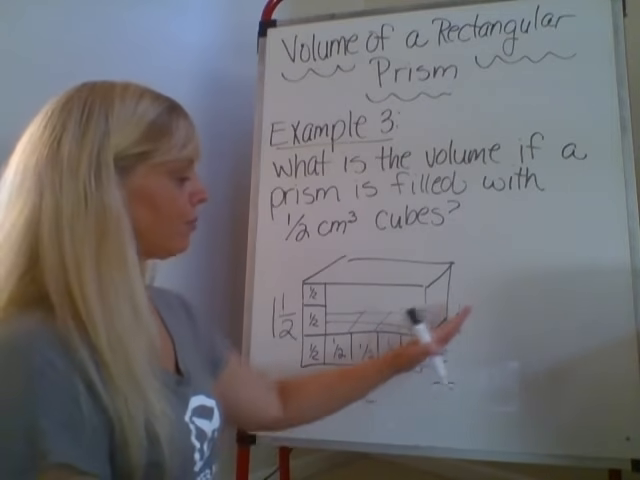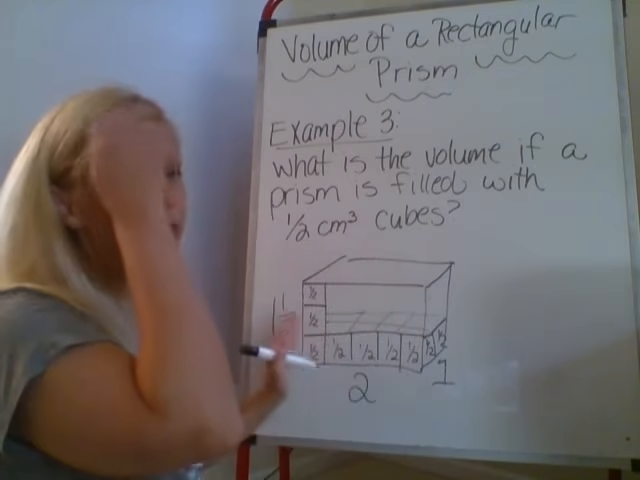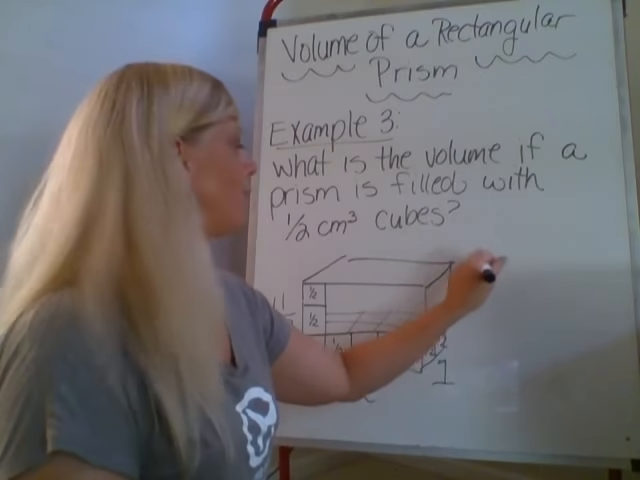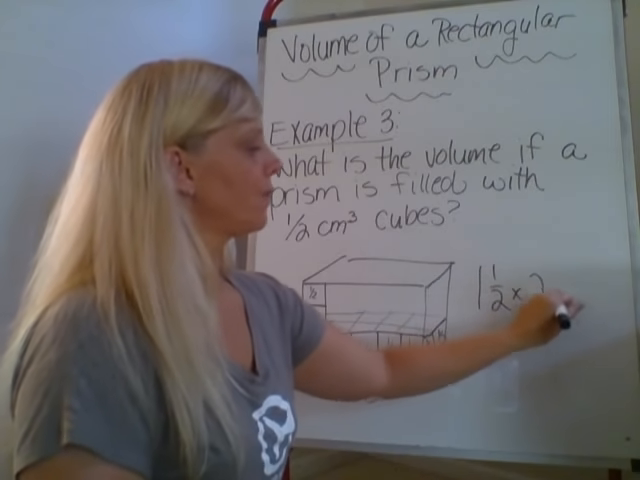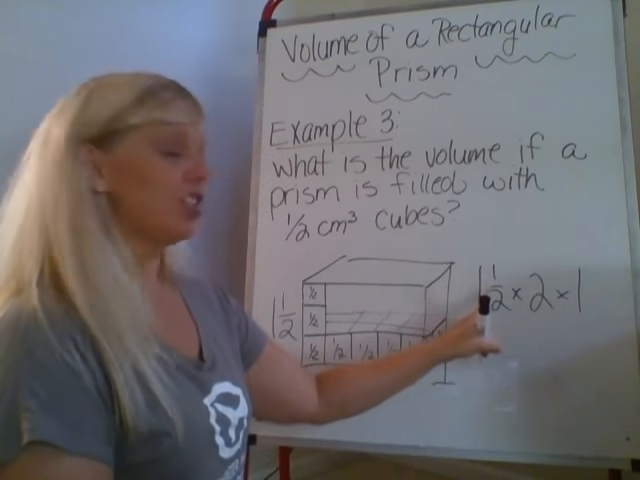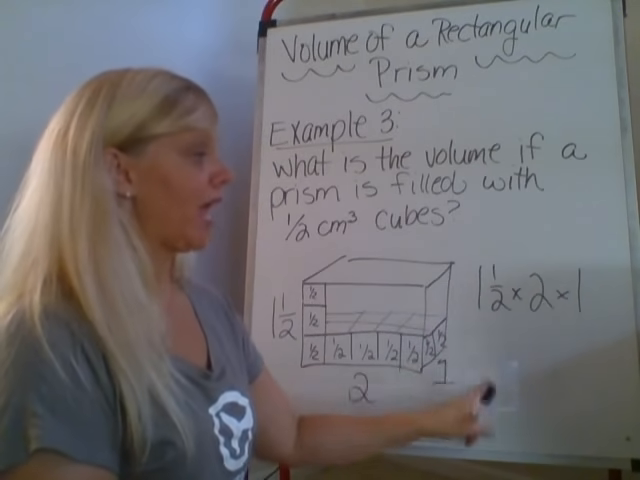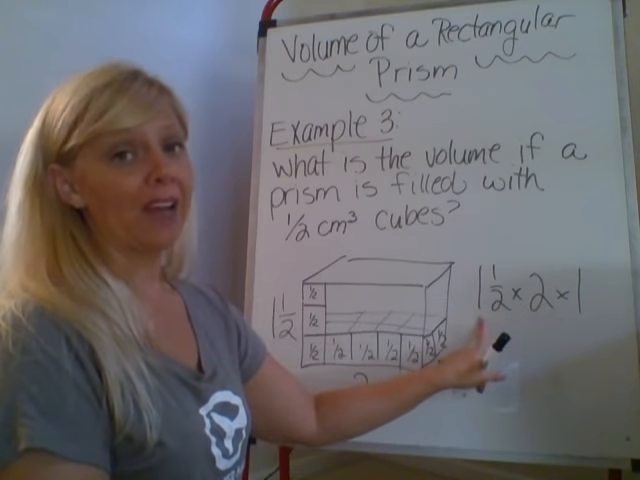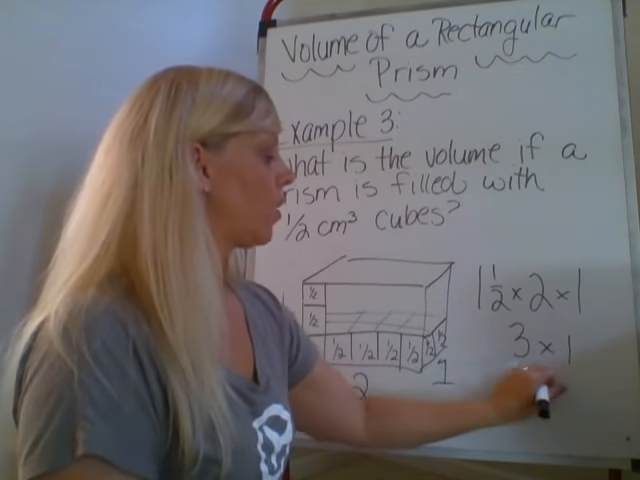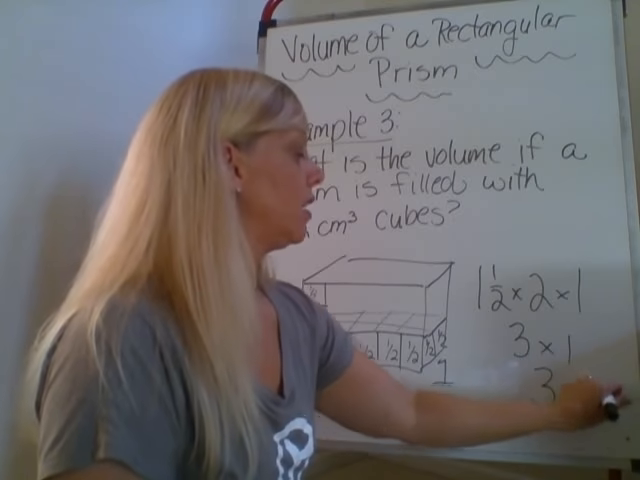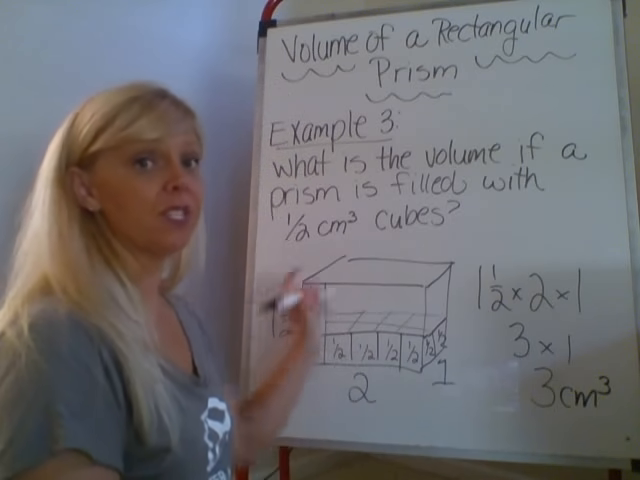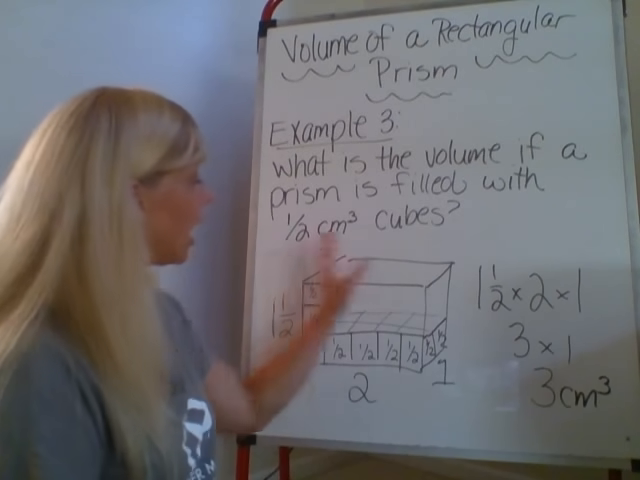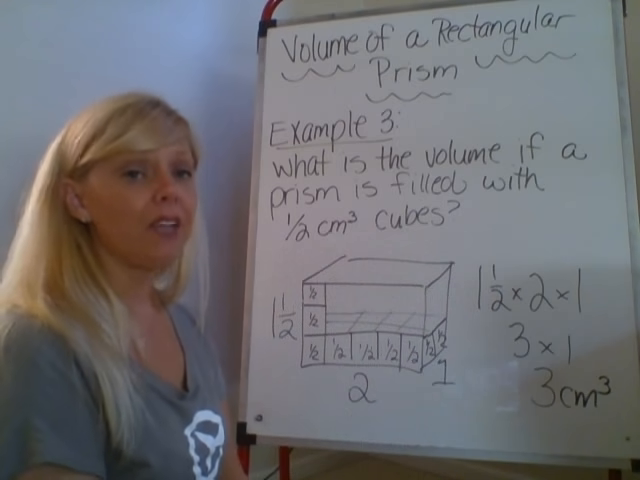So now I know my length, my width, and my height, and I can figure out what my total volume is going to be on all these little baby cubes. So if I do 1 and 1/2 times 2 times 1, I can change this to an improper fraction if I want to and make it 3 halves times 2 times 1. Or I can use some mental math and know if I have 2 1 and 1/2s, that's 3. And 3 times 1 is 3. So this would be 3 cubic centimeters inside of this 3D prism, the bigger prism. So that is fractional forms with cubes inside using volume.